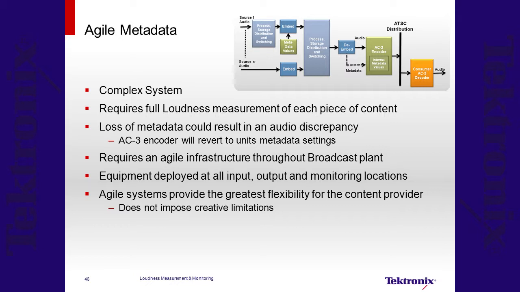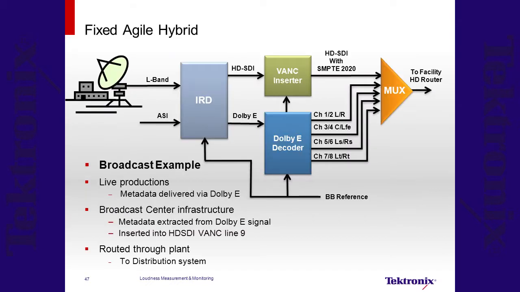An agile system provides the most flexibility for the content provider, as it does not impose creative limits on the program material. An agile system is extremely flexible, but can be challenging to implement effectively within a broadcast system. An alternative is to use a hybrid approach that combines the simplicity of the fixed system with the flexibility of the agile system, creating a fixed agile hybrid.